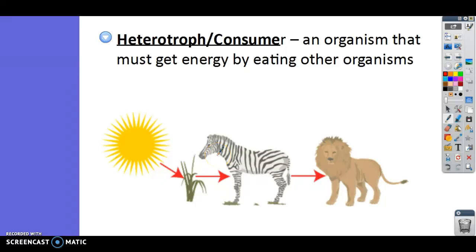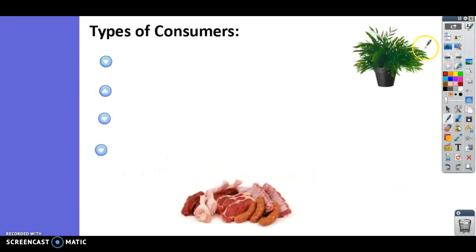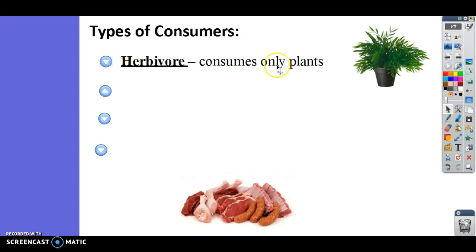So now that we've talked about the difference between producers and consumers, we're going to talk about the different types of consumers. The first way we're going to talk about consumers is based on what they eat. Again, these terms should be familiar because you should have gone over most of them in middle school. An organism that eats only plants is an herbivore.